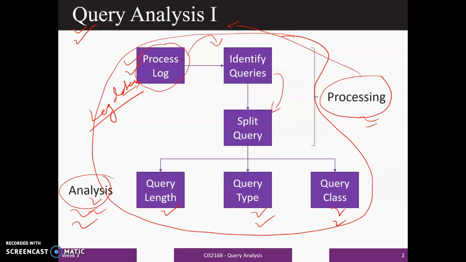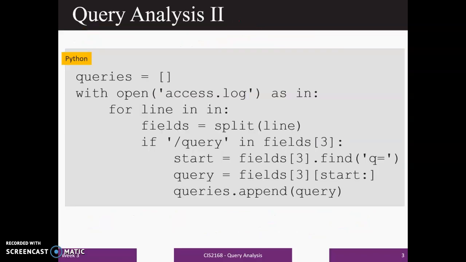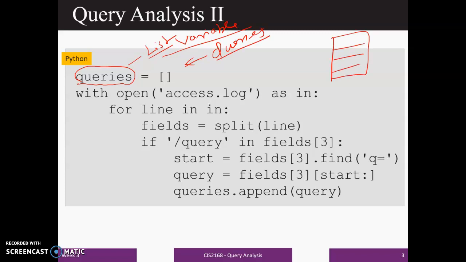In the next slide I have presented a Python code. So here you can see this is my variable, and it is a list variable. What this list variable will do, this list variable will store the queries. So this is your list. So this list will store query 1, query 2, query 3, query 4, and all these queries will be stored here using the append function, which is supported by Python.